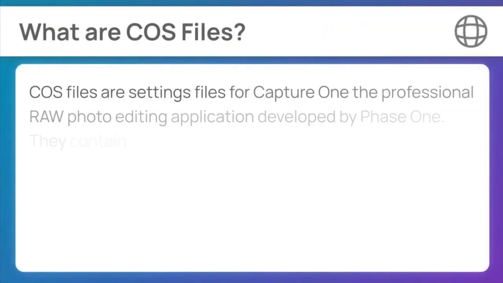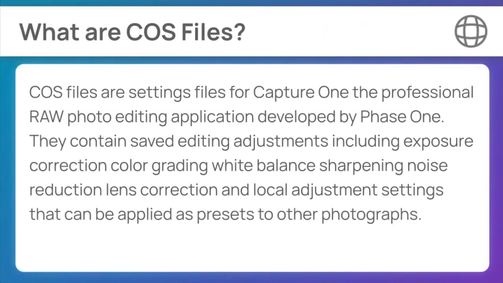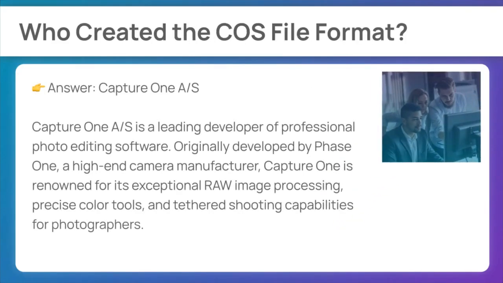COS files are settings files for Capture One, the professional raw photo editing application developed by Phase One. They contain saved editing adjustments including exposure, color grading, white balance, sharpening, noise reduction, lens correction, and local adjustment settings that can be applied as presets to other photographs.